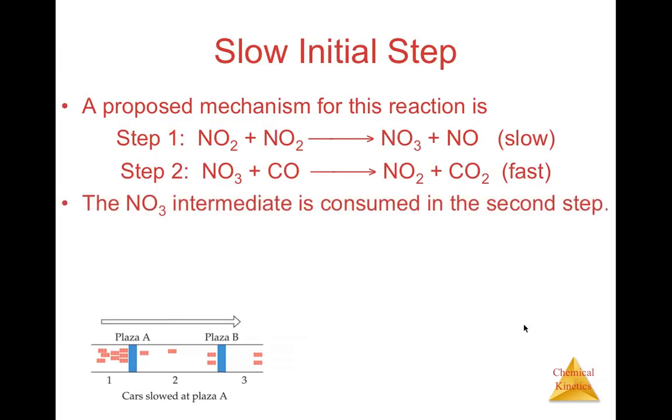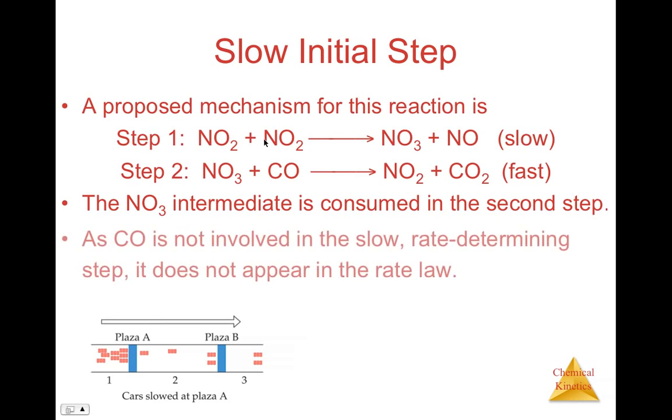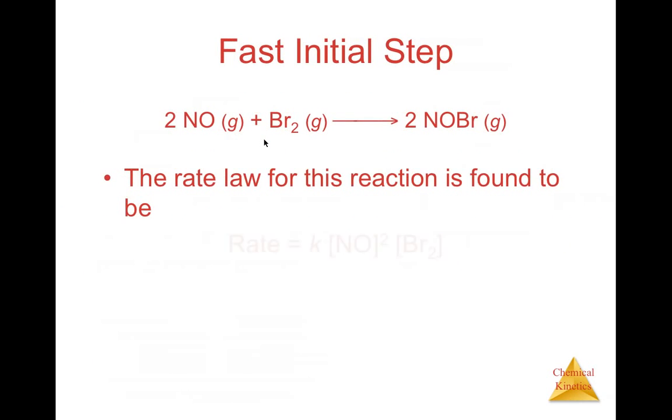So here are two possible elementary steps. A slow step of NO2 and NO2 makes the intermediate called NO3, which then reacts with CO. That is a fast step and is not rate determining. Therefore, this first step, labeled the slow step, is the rate determining step for the entire reaction. Notice the stoichiometry, 1 and 1 right here, matches the exponent of the rate law. CO is not involved in the slow rate determining step, so it does not appear in the rate law.